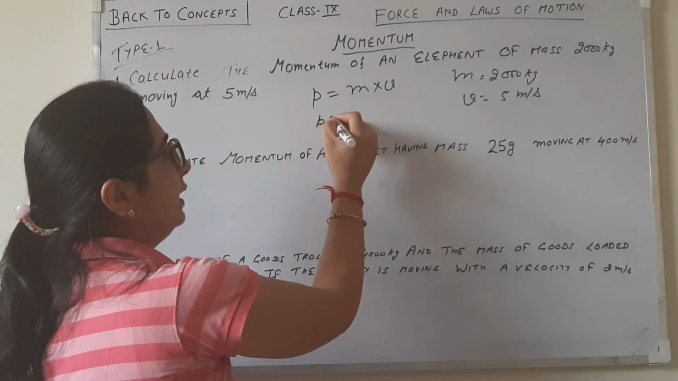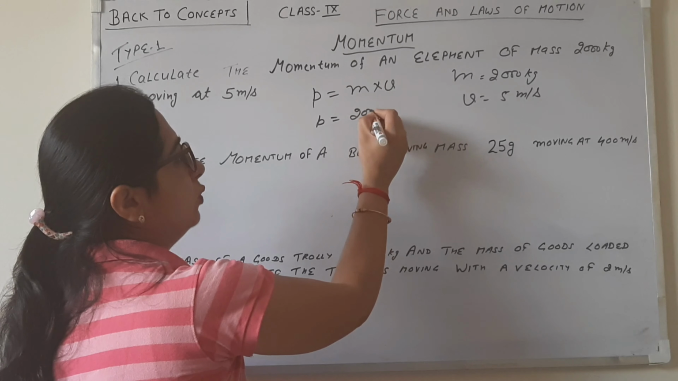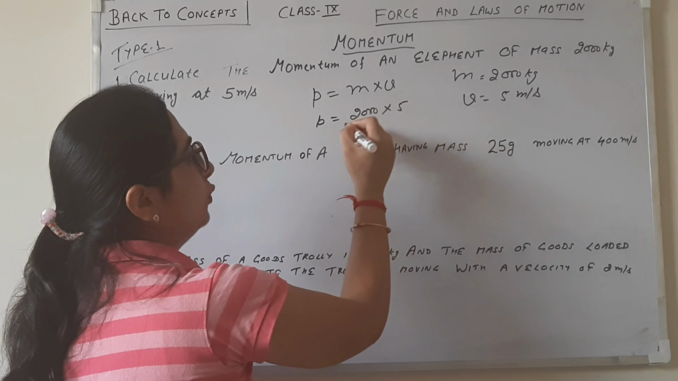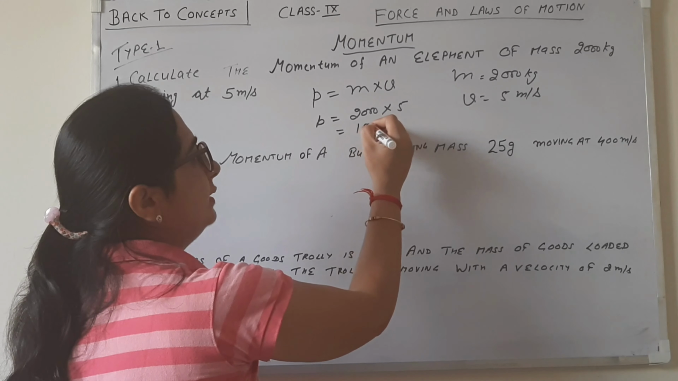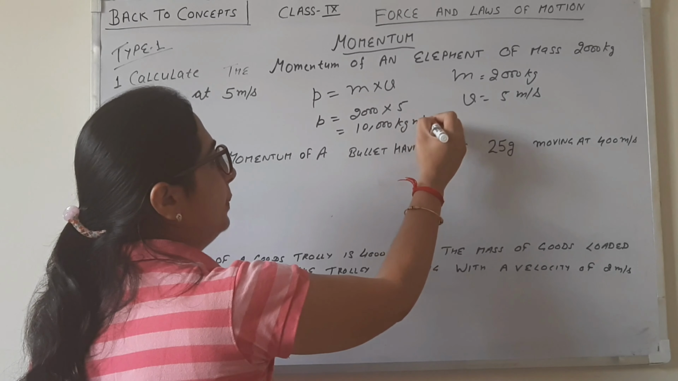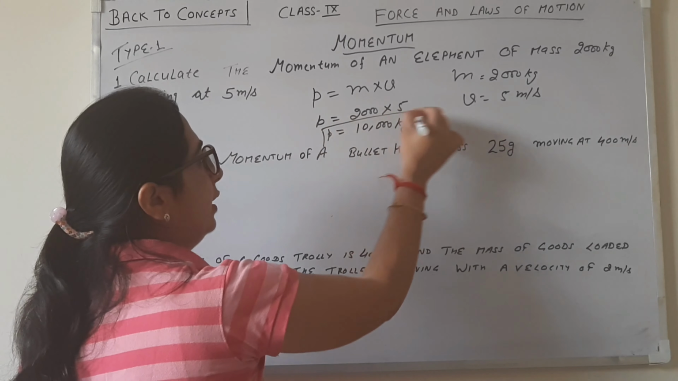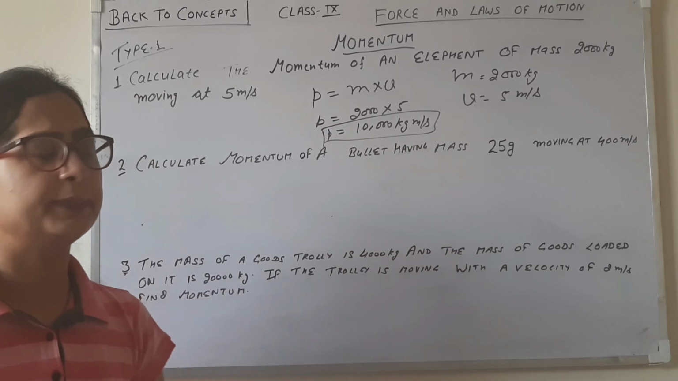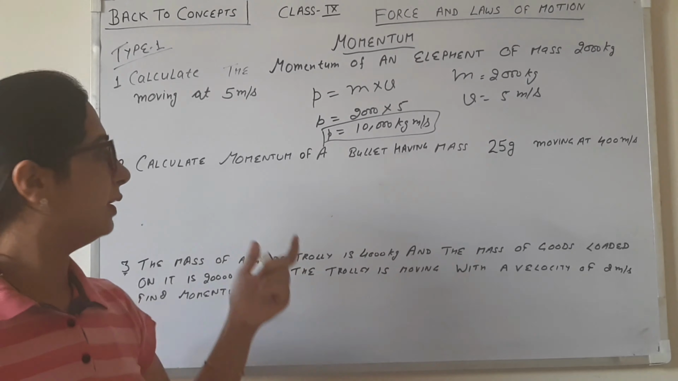So what's the momentum here? Mass 2000 and velocity is equal to 5. So momentum is equal to 10,000 kilogram meter per second. Okay, as simple as that. Now come to the second.